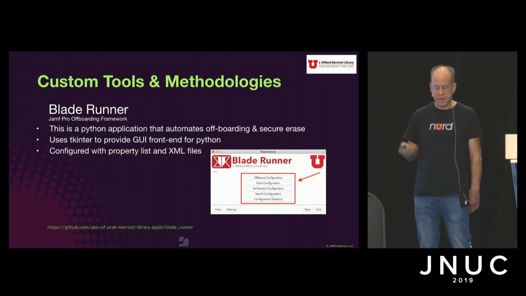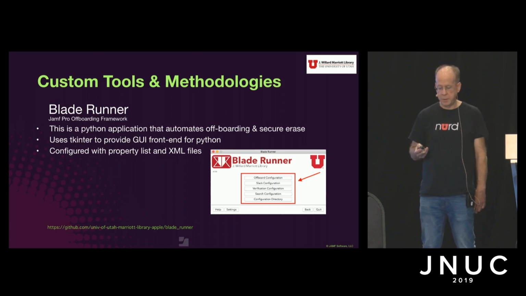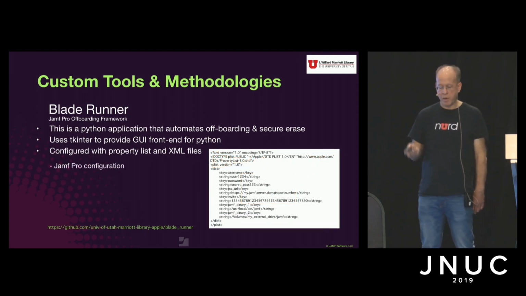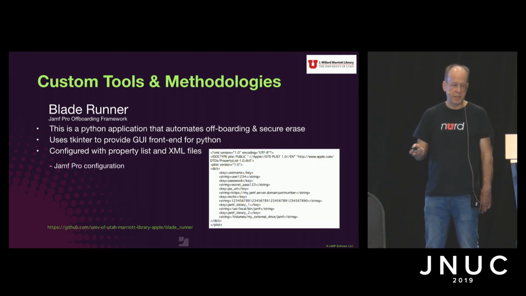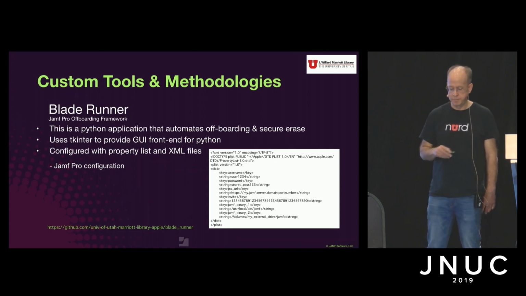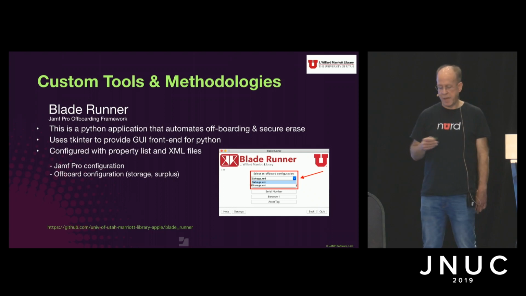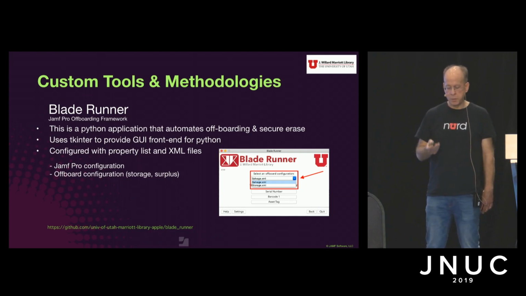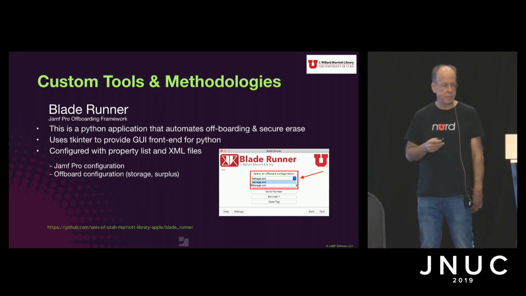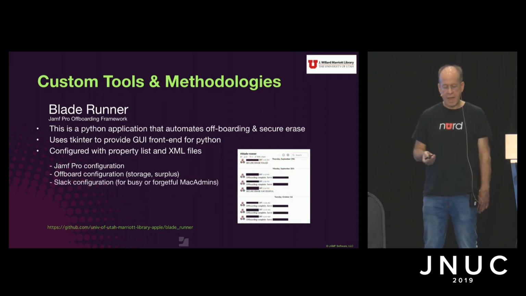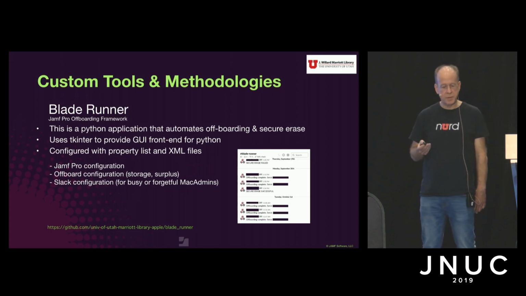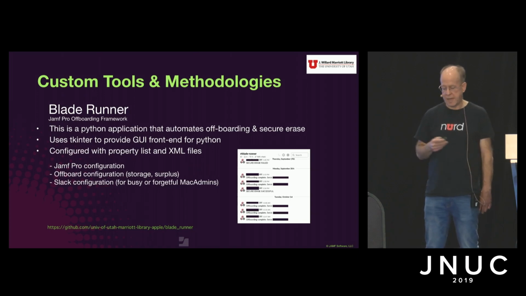To make it available and genericize it enough for the public to use, we allow it to be configured through property lists and XML files. So here's an example. There's a property list in your environment you can customize for your Jamf Pro installation. Offboarding configuration you can customize for your environment. In our environment, we use storage and surplus as extension attributes to define the offboarding. We also have Slack configuration that can be customized through an XML file depending on your Slack setup.